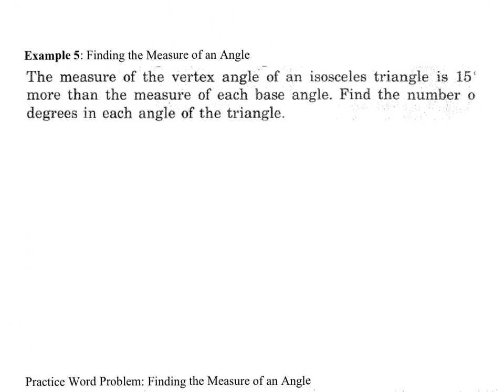So the measure of the vertex angle of an isosceles triangle is 15 degrees more than the measure of each base angle. Find the number of degrees in each angle of the triangle. All right. I hate word problems in geometry because half the time I'm like, what are you even saying? So just to help me, I'm going to draw a diagram to reference, right?